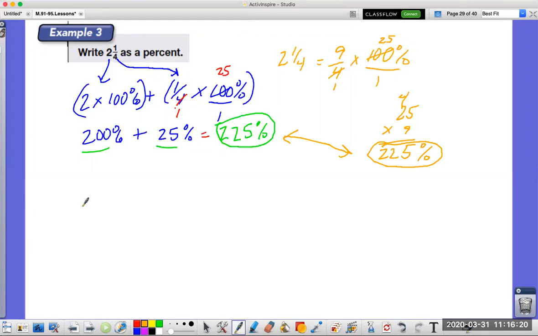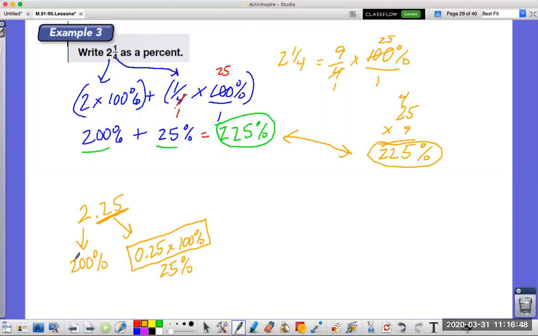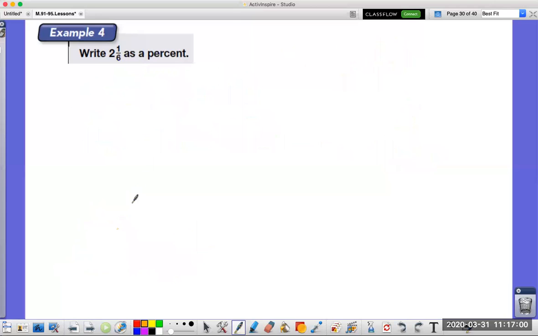So don't forget that. I could have changed that to 2 and 25 hundredths and then broke that down into 200%. And this piece, which is the 25 hundredths piece, if multiplied by 100%, actually ends up being 25%. You see that? So if I want to break those things down, I've got 200% plus what ends up being 25%. So keep that in mind. Moving along here, let's go a little quicker, I guess.